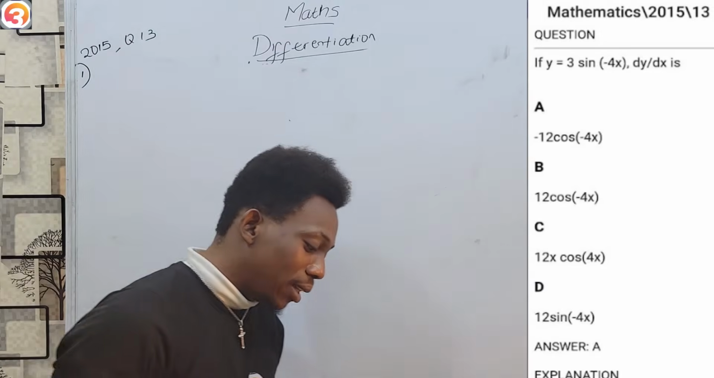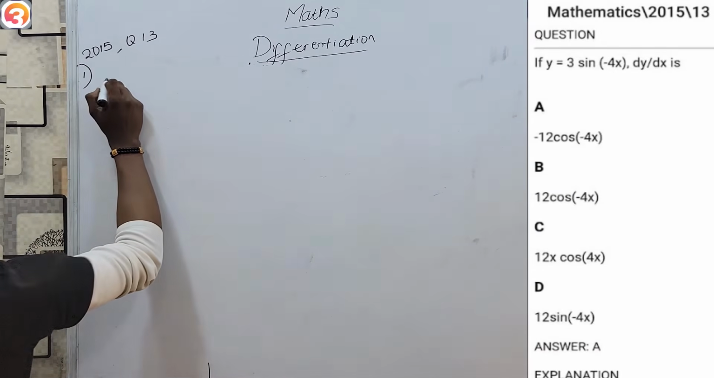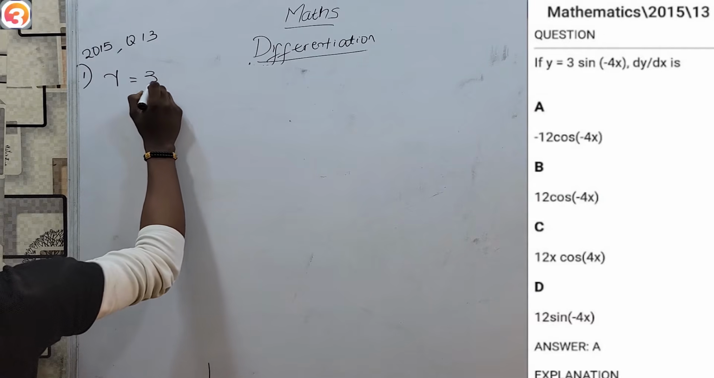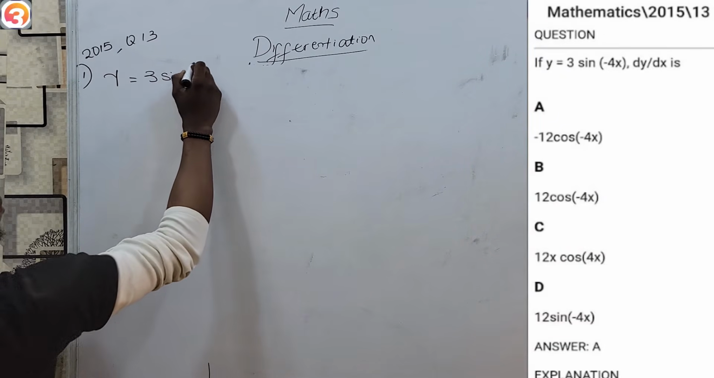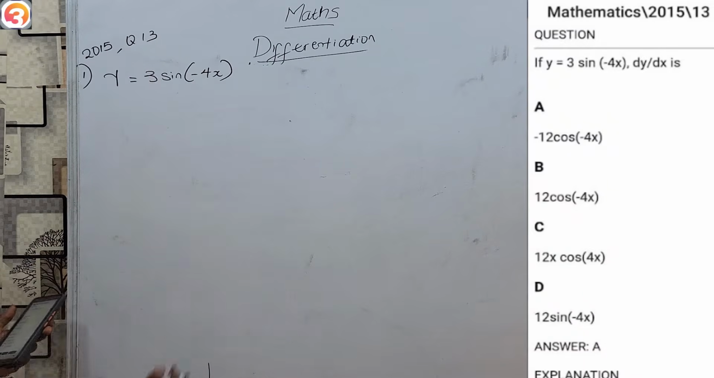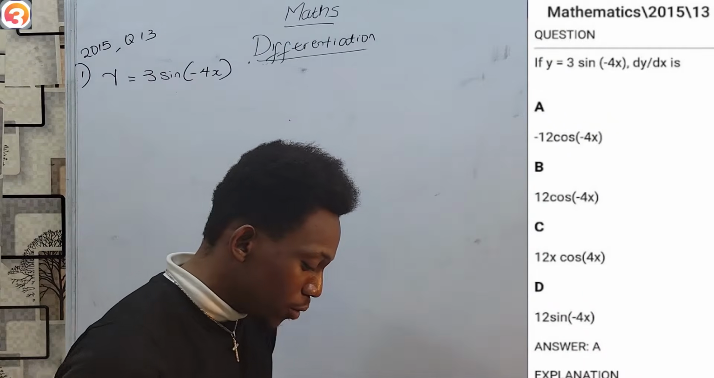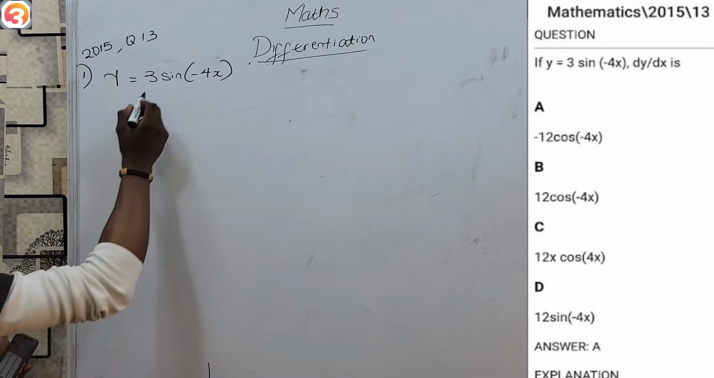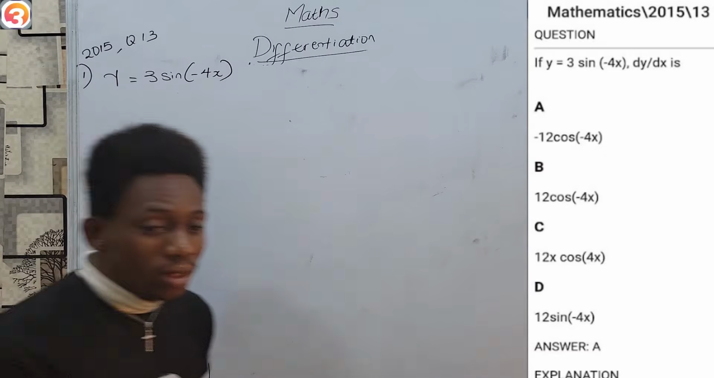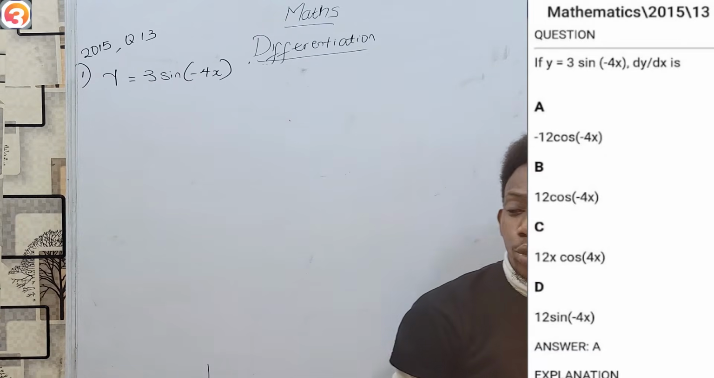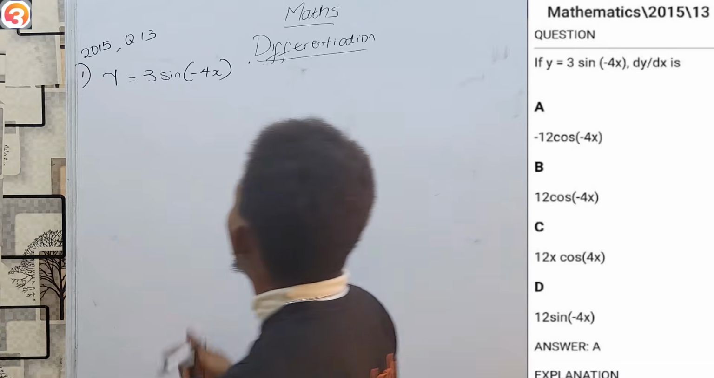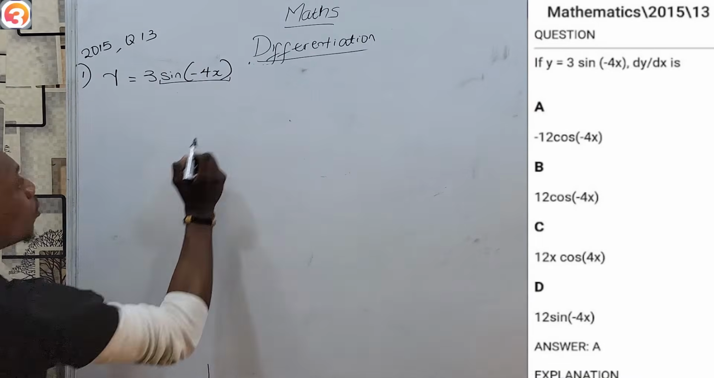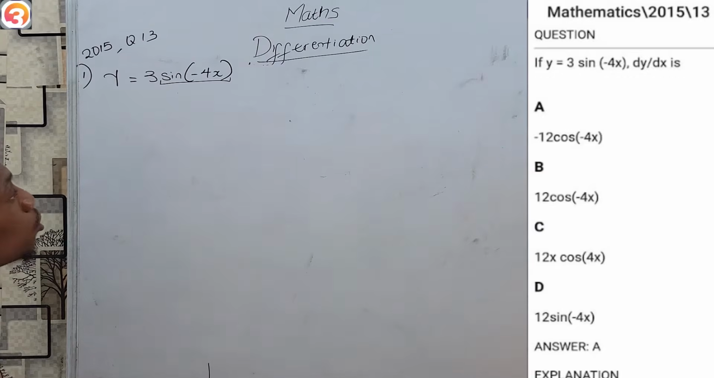2015, question 13. And this one says, if y equals 3 sine minus 4x, I'm to find dy dx. It's actually very, very simple. Now, number one, I can see that this 3 multiplying is a constant. It's not a variable. That means I'm not going to apply product rule. All I have to differentiate is sine minus 4x, and whatever I get will have to be multiplied by 3.